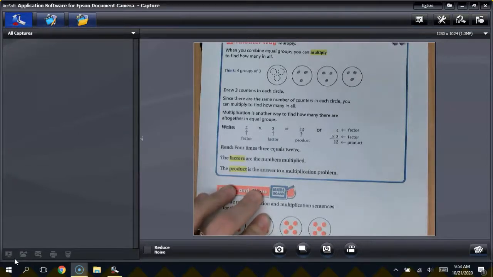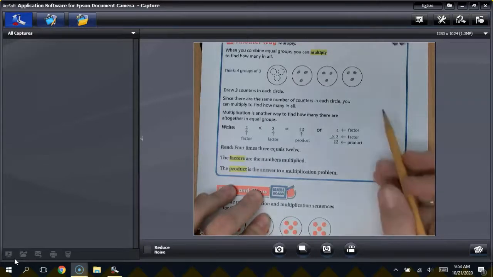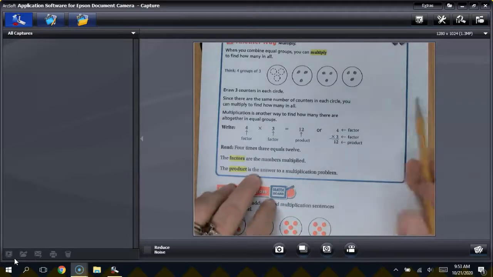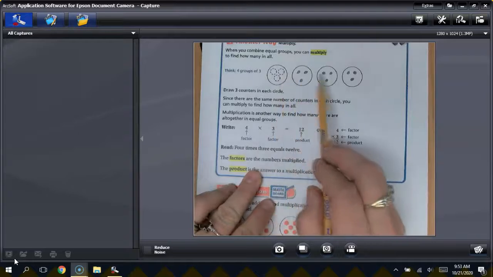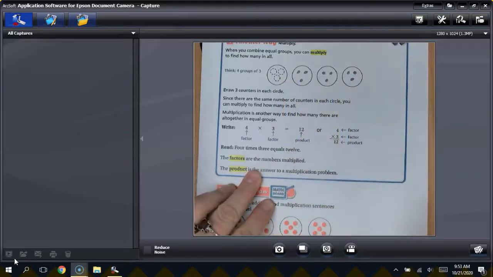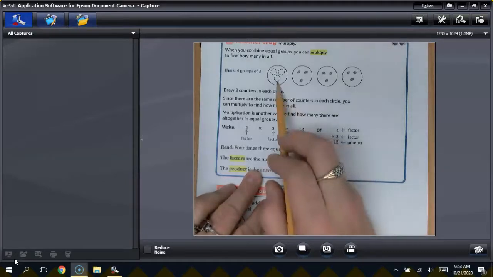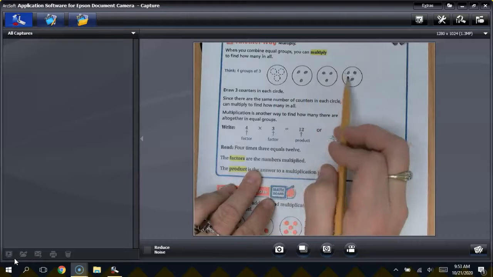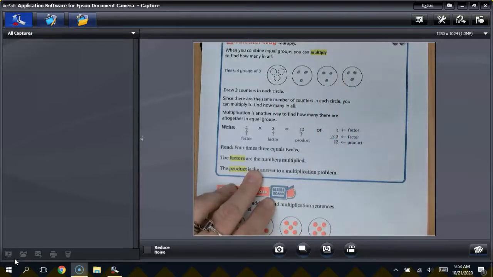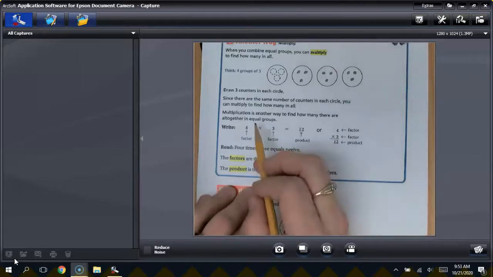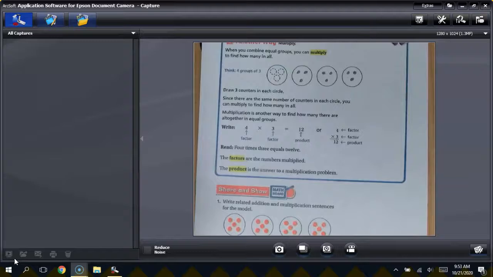Now, since there's the same number of counters in each circle, we can now multiply to find how many there are in all. You notice, boys and girls, that in multiplication, every single group has to have the same amount of counters. They all have to be equal. So if this has 3, then every other group has to have 3 in it. If it doesn't have an equal amount in each group, then you made a mistake.